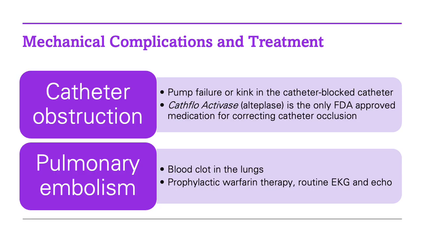Cathflo Activase, or alteplase, is the only FDA-approved medication for correcting a catheter occlusion. A dose of 2 milliliters, or 110% of the volume of the catheter lumen if it's less than 2 milliliters, is placed in the catheter lumen, and then the alteplase catalyzes the conversion of clot-bound plasminogen to plasmin, and it initiates fibrinolysis, breaking up that fibrin. Pulmonary embolism is a blood clot in the lungs, and we want to treat with prophylactic warfarin therapy and then routine EKG and echo.